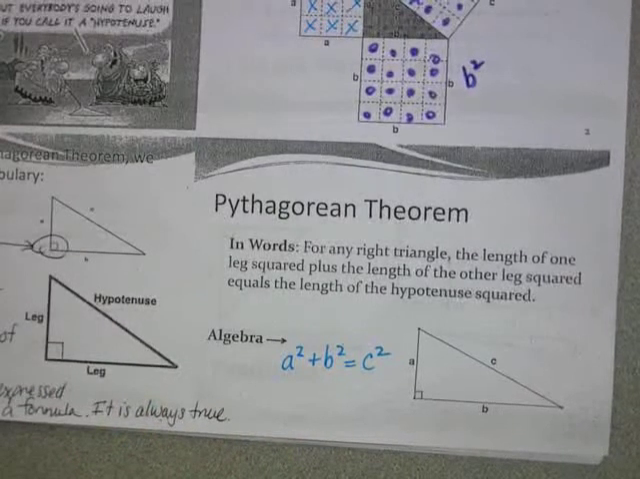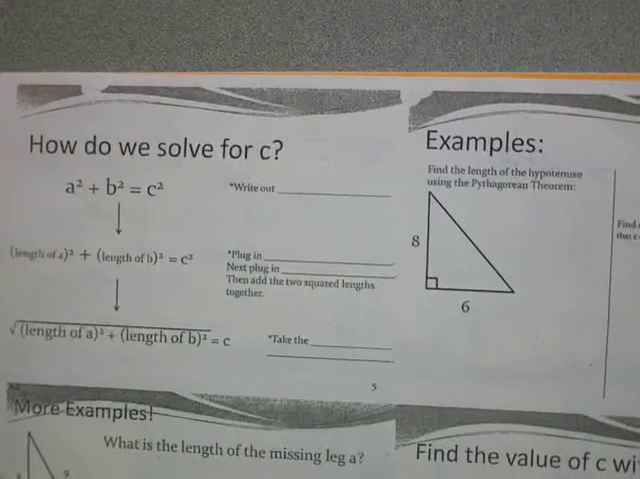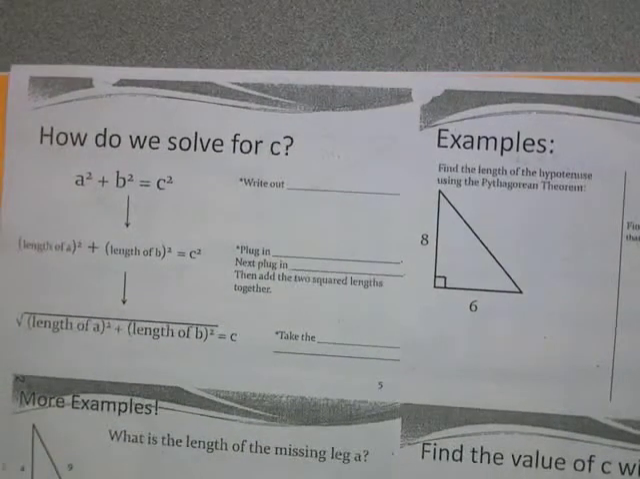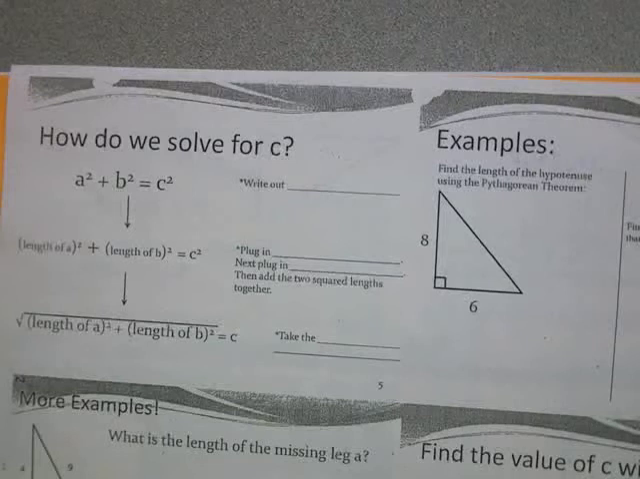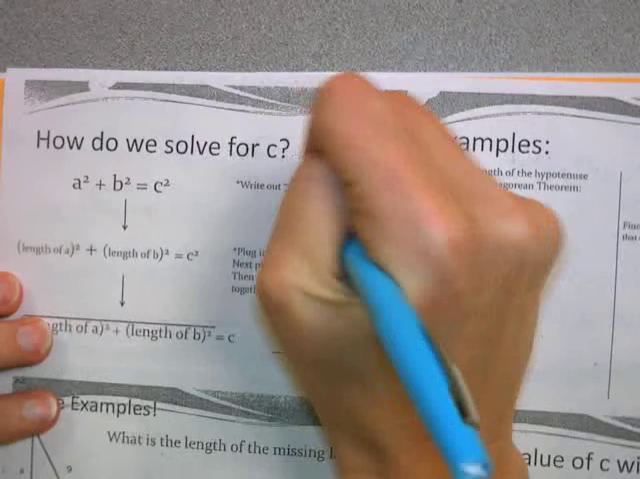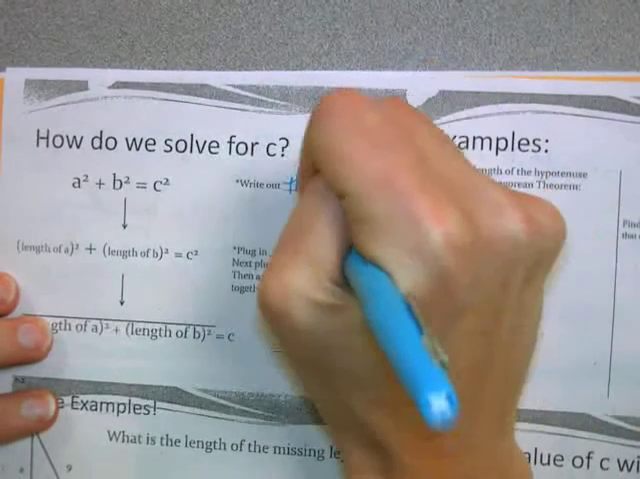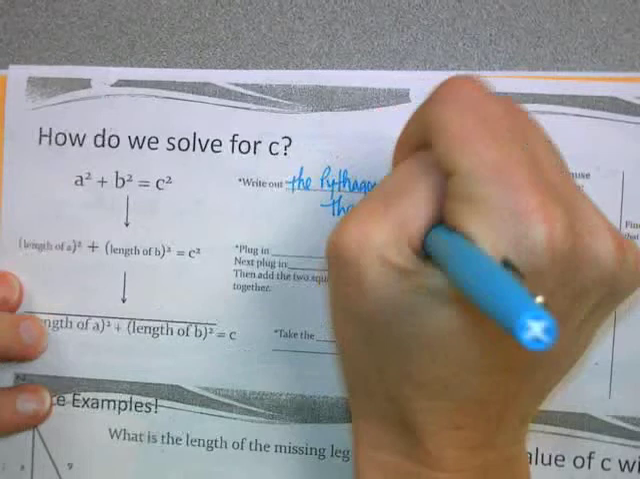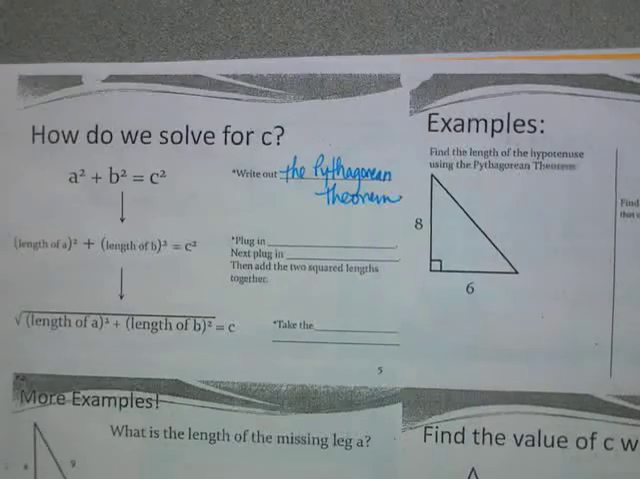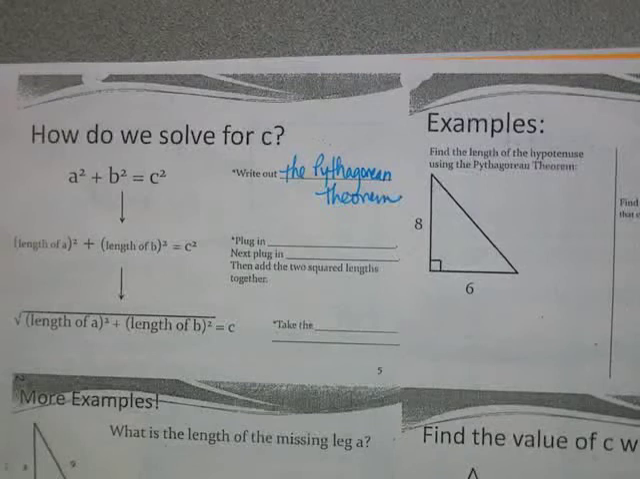Okay, so let's look at the next page. So if we have the formula, the Pythagorean theorem of A squared plus B squared equals C squared, how would we solve for just a C, because it's got a square there? So first of all, we're going to write out the Pythagorean theorem. Write out the Pythagorean theorem, okay? So then we have the length of A, it's going to be squared, plus the length of B, it's going to be squared, equals C squared.